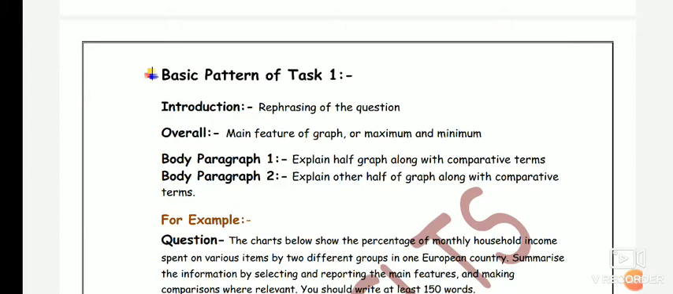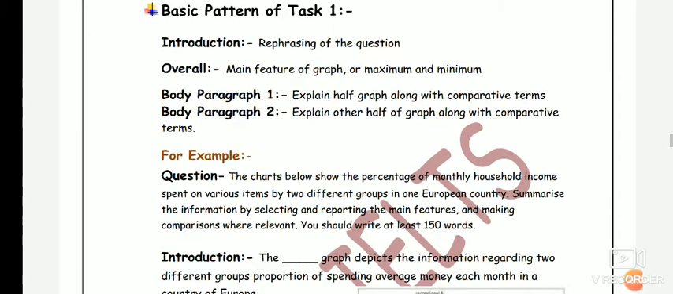So if you want to imagine this pattern, just recall that it is a kind of a movie. Introduction is a kind of the name of the movie, and you have to represent it in front of the audience. The next one is the overall. Overall is a kind of the trailer which you have to show to the people so that they can get impressed, as overall contains only the key features, the main thing, not the proper details. Okay. Then body paragraph 1 and body paragraph 2 are the basic movie, divided into part 1 and part 2, or you can say before-interval movie and after-interval movie. Okay, and you have to explain it accordingly.